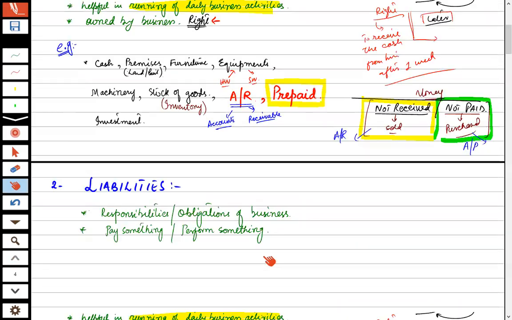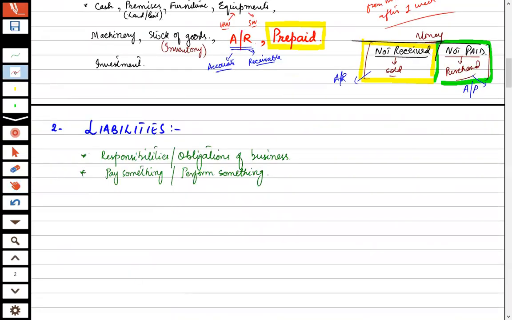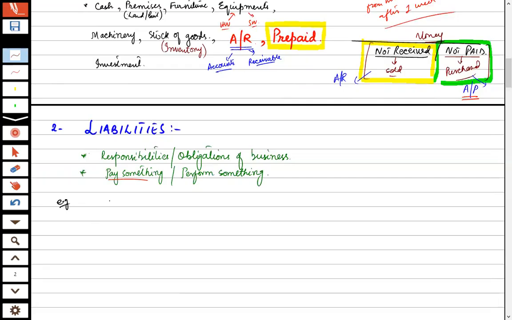Similarly, if we now talk about the obligations of organizations, first of all, we have to pay something. The first and foremost responsibility of any organization is to pay something if it has purchased anything on credit. So if we jot down examples of liabilities, number one is accounts payable. Got it? How does accounts payable become a liability?